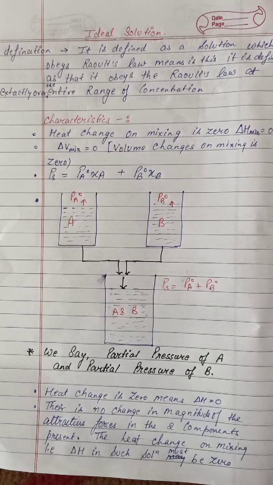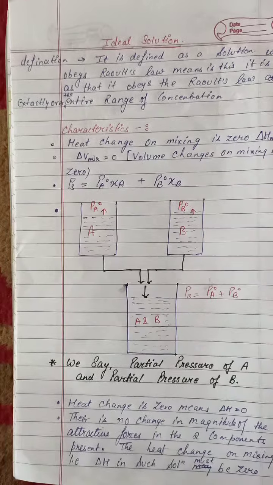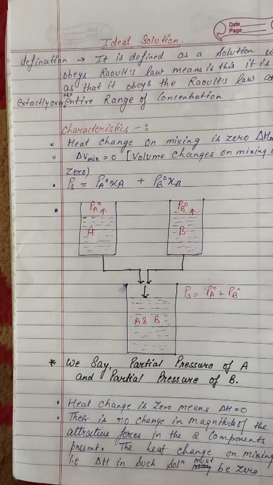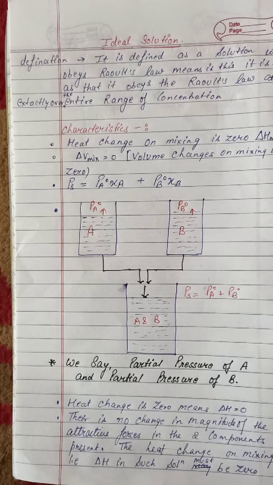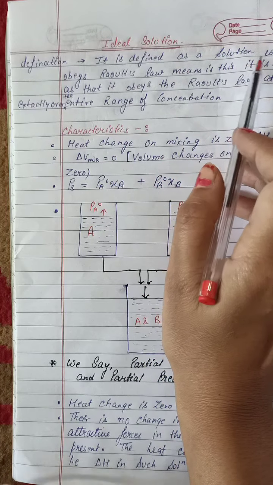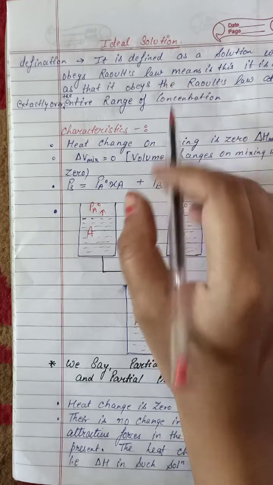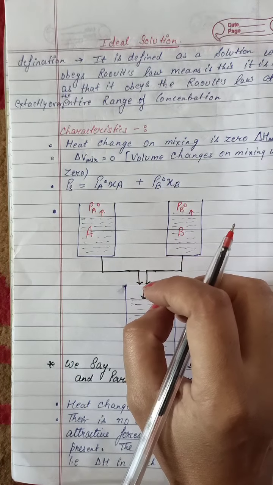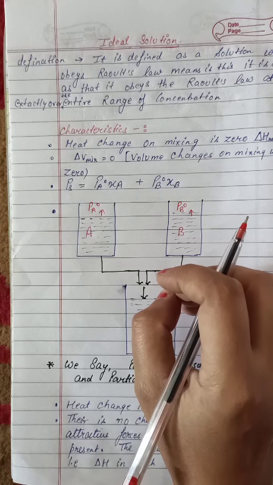So today I am going to tell you about the topic that is the ideal solution in the solution chapter. First of all, we should know the meaning of the ideal solution. What is the proper definition of the ideal solution? Here it is defined as a solution which obeys Raoult's law. Means, in the ideal solution we are always using Raoult's law.